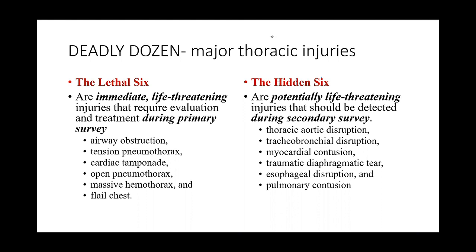The hidden 6 are thoracic aortic disruption, tracheobronchial disruption, myocardial contusion, traumatic diaphragmatic tear, esophageal disruption, and pulmonary contusion. Okay.